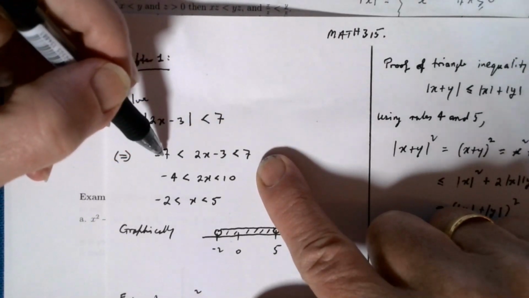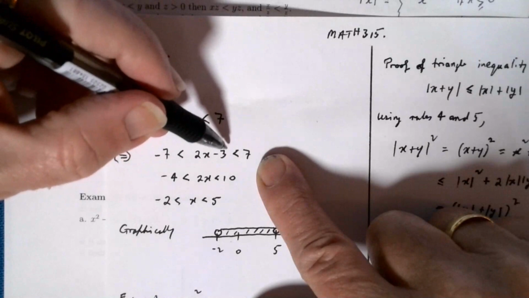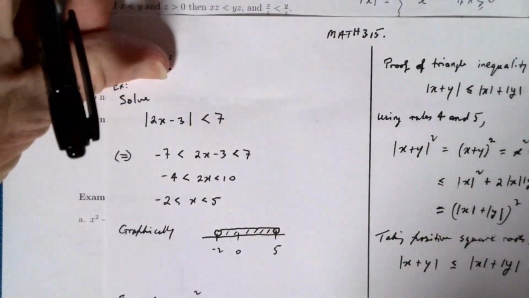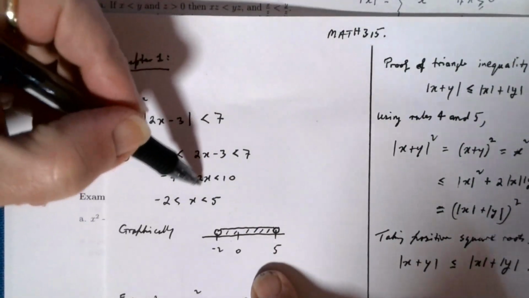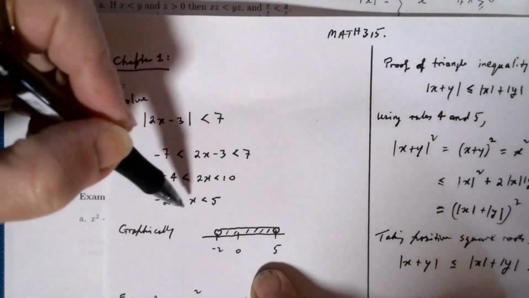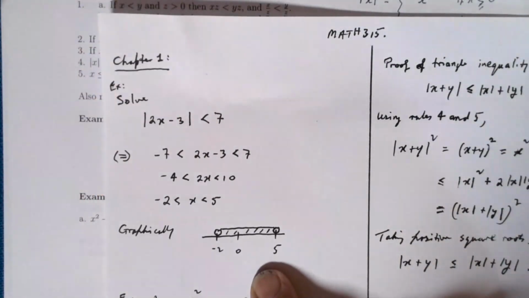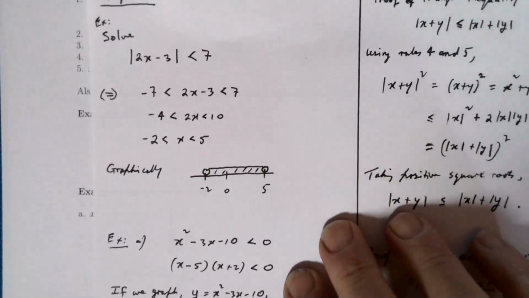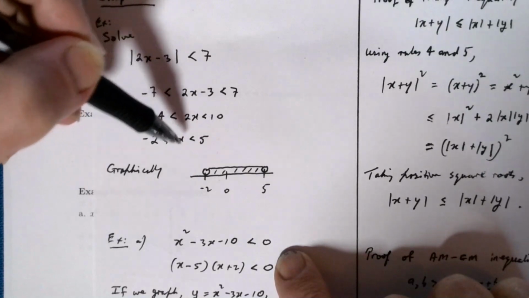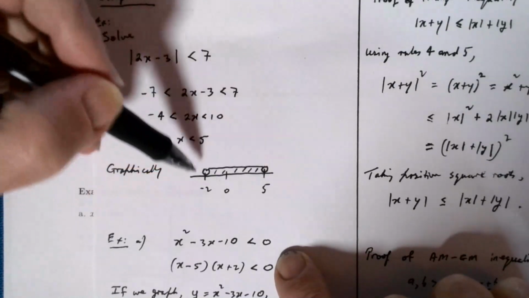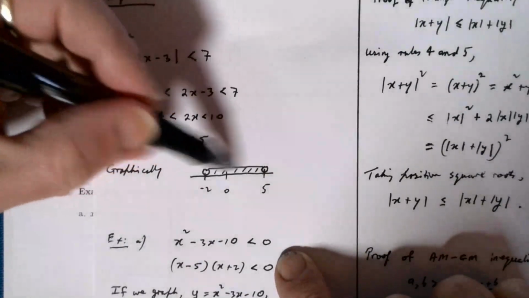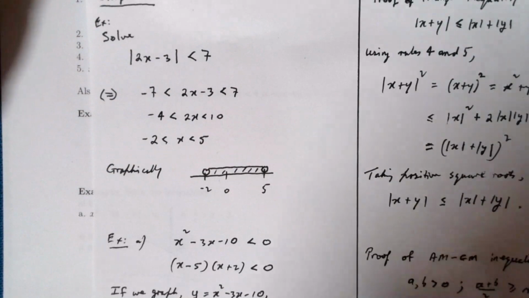So I simply add 3 to both sides, because I want to get rid of the minus 3, and so that'll be minus 4 is less than 2x is less than 10. And I can then divide both sides by 2, because 2 is positive, so it won't affect the inequality sign. So x is bigger than minus 2, less than 5. And we generally draw a little graph of this, so always mark in the origin. So that says x lies somewhere between minus 2 and 5. We put open circles to show that we're excluding the two endpoints, and we draw a little region in between.